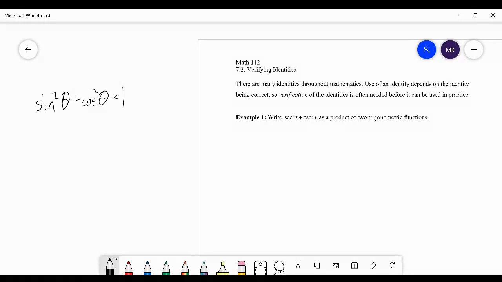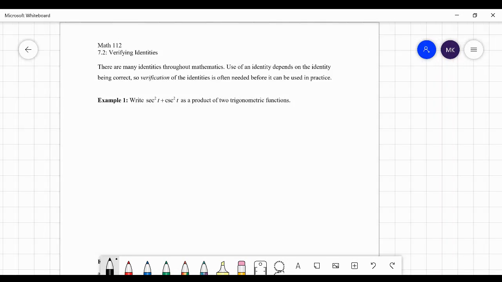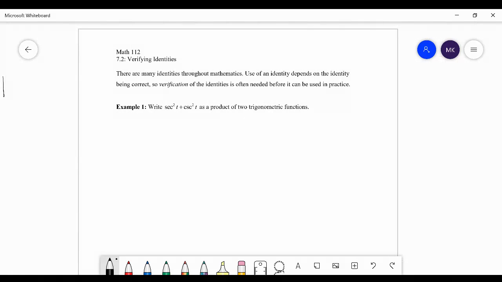Then we got some derivations of that by dividing everything by sine squared, dividing everything by cosine squared, and getting some other versions. So those were some identities, and rather than verifying them, we created those ones essentially. And so now I want to talk about how to verify an identity.